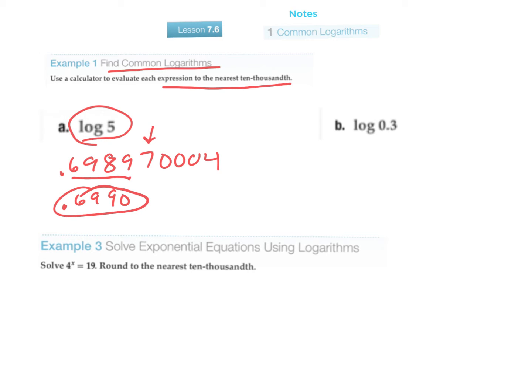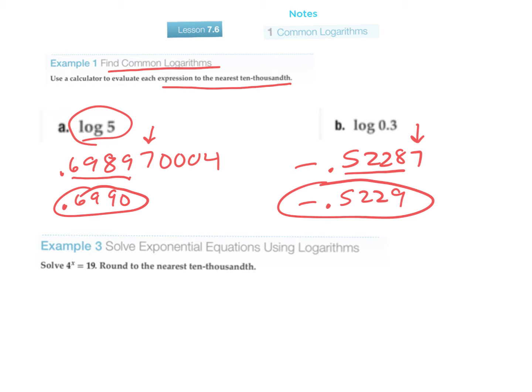So if we take the next problem and go log 0.3, so you hit your log button, 0.3, and hit enter, you're going to get a negative 0.52287, and I'm only going to go out that far because that's all we need. There's my 4 decimal places. This is bigger than 5, so this is going to go up to 1. So I'm going to have a negative 0.5229, and there's my answer. So that's just simply pressing the calculator and making sure we round correctly.